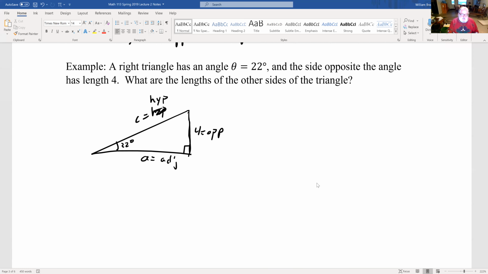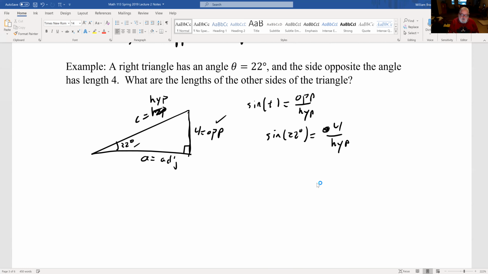So how can I find these things? Well, we remember that sine of an angle is opposite over hypotenuse. We know the opposite and we know the angle. So in this particular triangle, we have sine of 22 degrees equals 4 divided by hypotenuse, which means that hypotenuse equals 4 over sine of 22 degrees. And so if you calculate that out, you get about 10.678. So that's my hypotenuse.